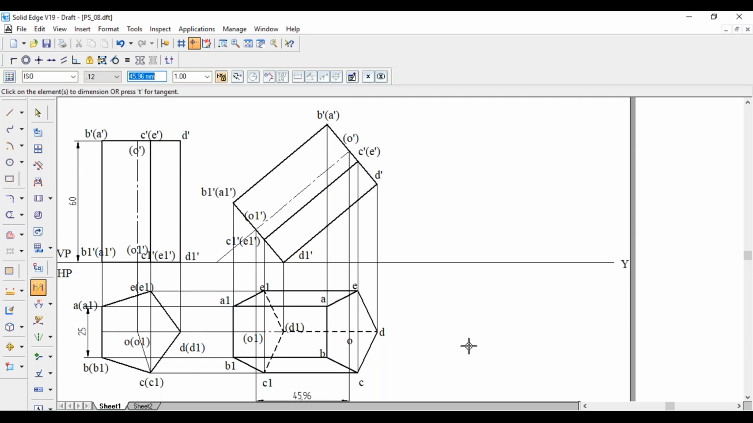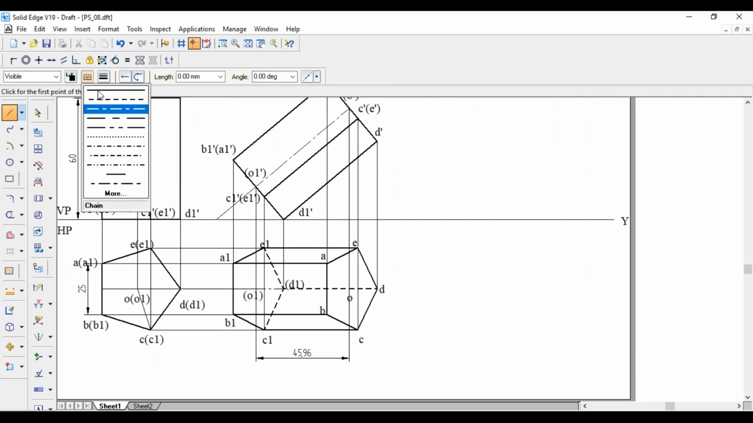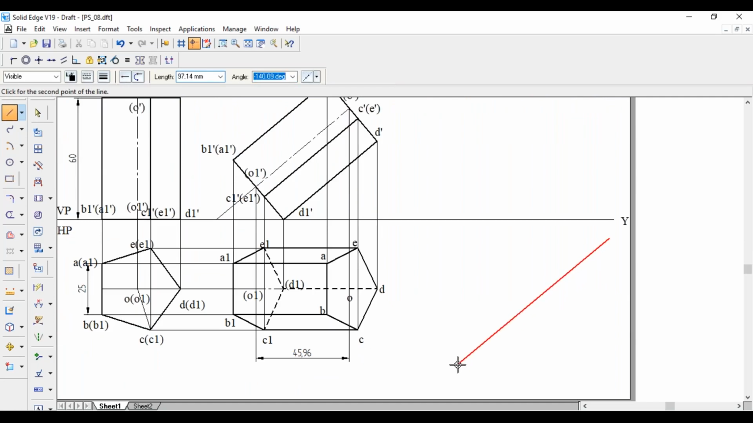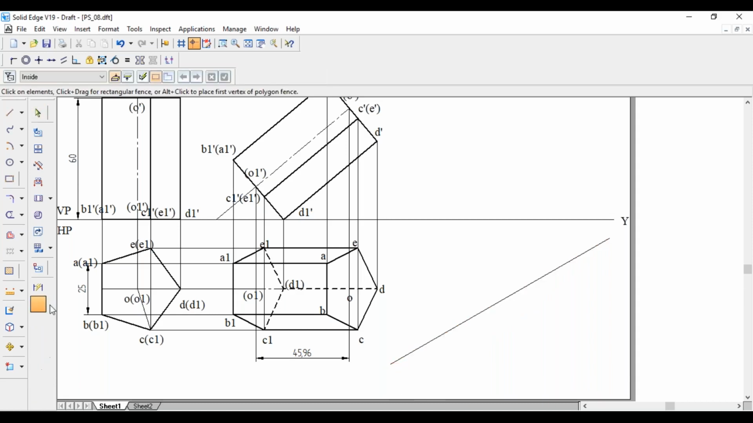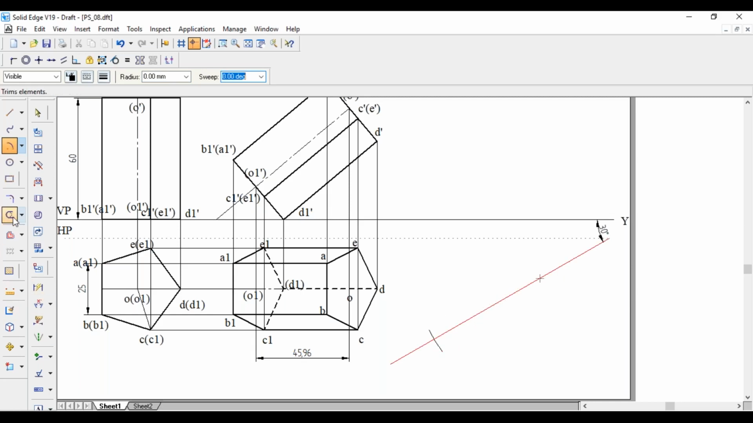So first draw 30-degree line. This angle is 30 degree. Now take 60 mm as radius. Anywhere on this 30-degree line as center, cut an arc. Radius is 60 mm. Now where this arc intersects with 30-degree line, from that point draw horizontal line.